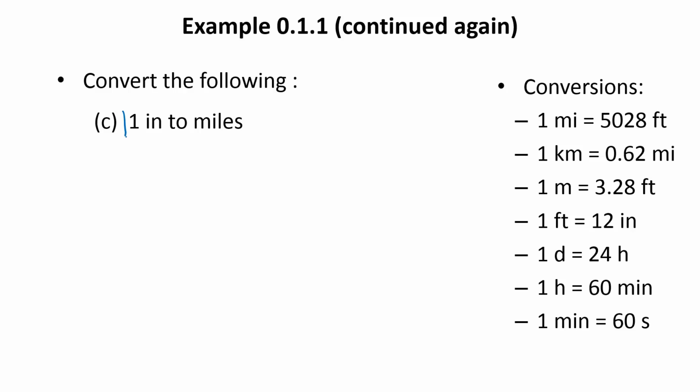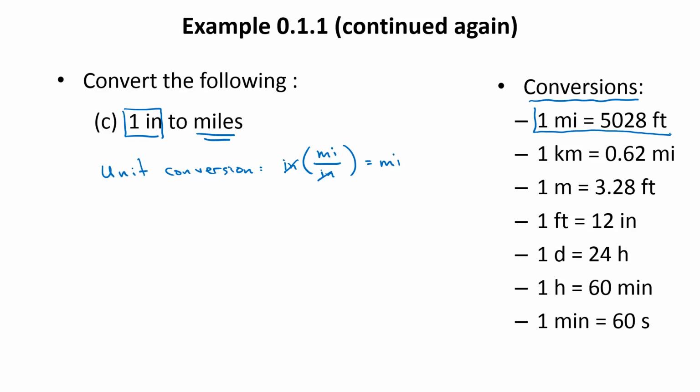Part C is to convert 1 inch to miles. So our basic unit conversion: if I have inches and I want miles, I can multiply this by miles per inch. The inches will cancel and that'll give me miles. I don't have a direct miles to inch conversion in my list again, but I can use miles to feet and then feet to inches.